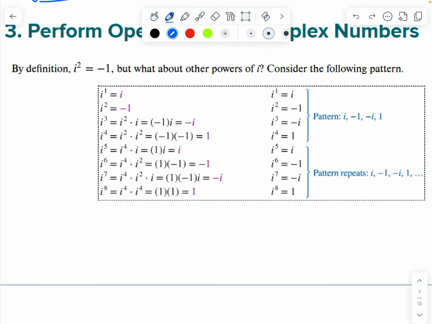All right, next we can perform operations on complex numbers, but before we do that, we need to know what the powers of i are. We know that i to the 1 is i. i squared is negative 1. That was given to us on that first slide.